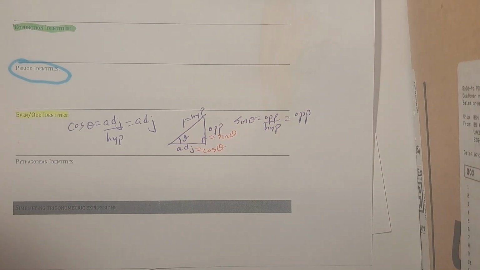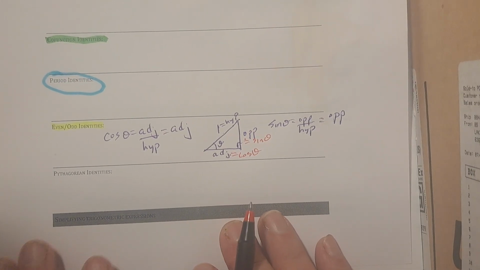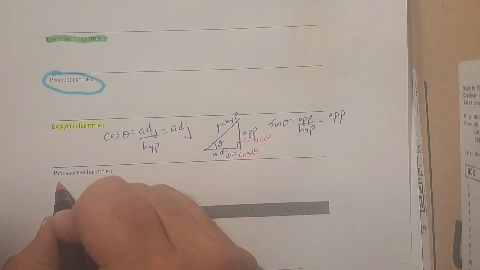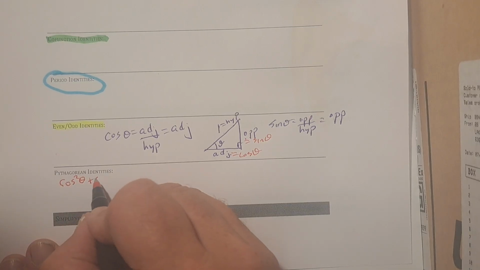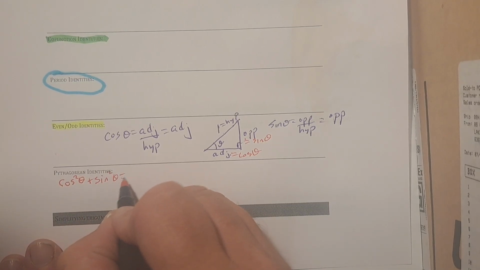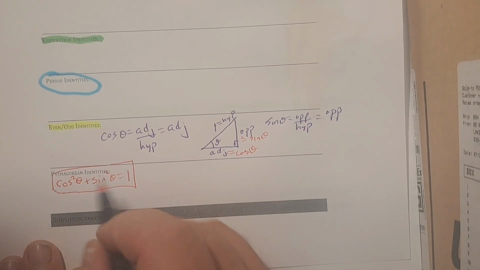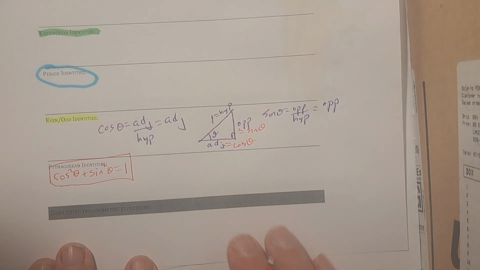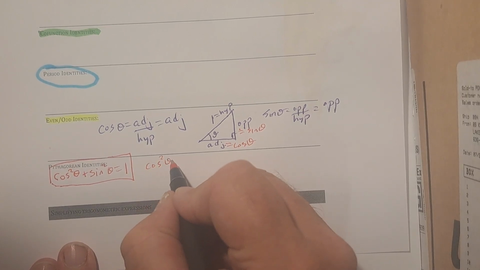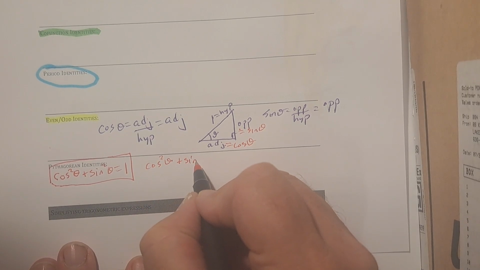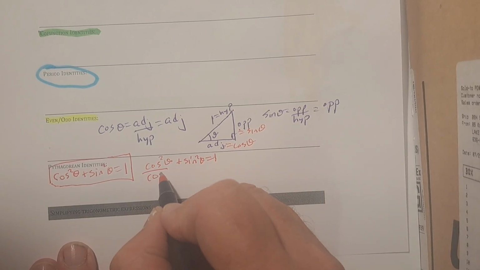And then we know from Pythagorean's theorem that this side squared plus this side squared equals that side squared. So in other words, cosine squared theta plus sine squared theta is equal to 1. That's one of the Pythagorean identities. If you take that one and you divide the whole thing by cosine squared, then you get a new identity.